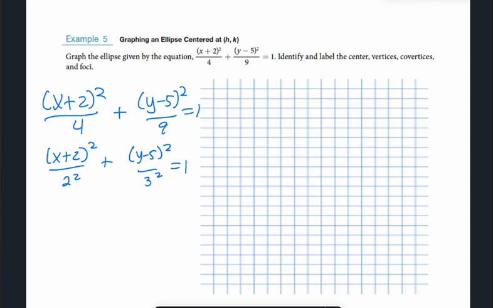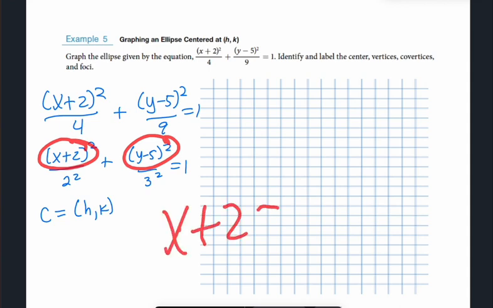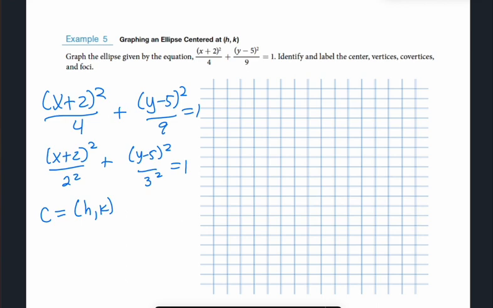Now, the larger number, the original 9 or 3 squared, is under the y, so our egg is going to be going up and down. So we know our ellipse is going up and down. We know that the center is our h, k, and just like when we did circles and many other things, we're going to use the opposite of what we see here because x plus 2 equals 0 at negative 2. So it always does that flipping to the opposite. Hopefully you're getting used to that pattern. So that's negative 2, 5 is our center.